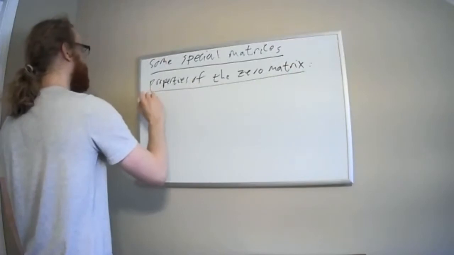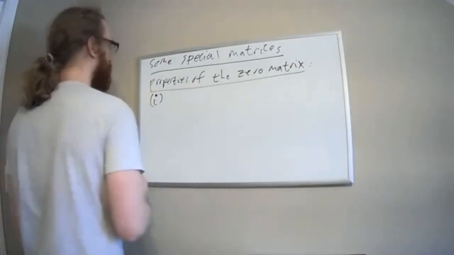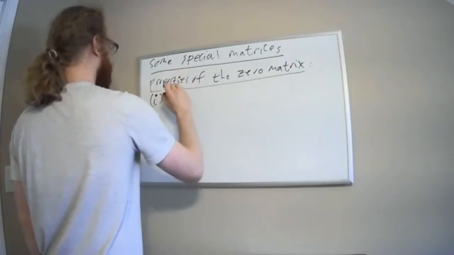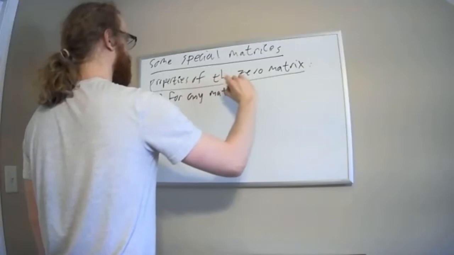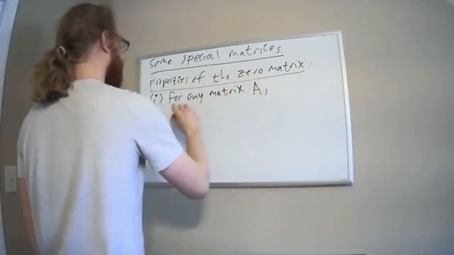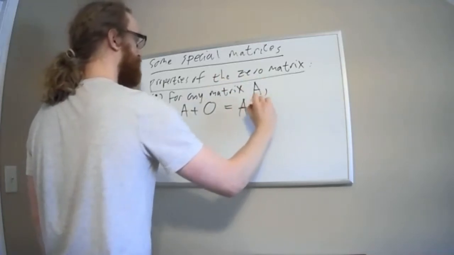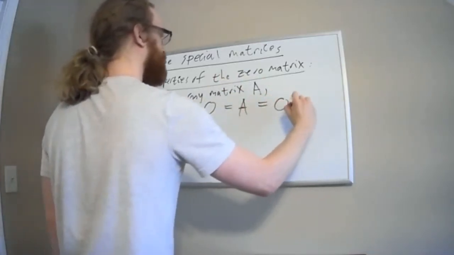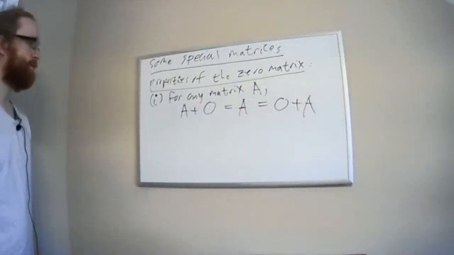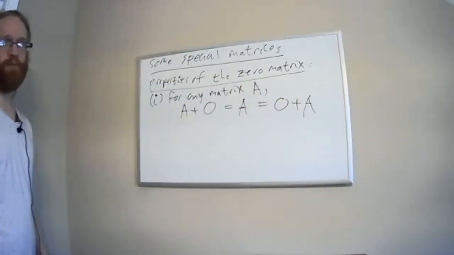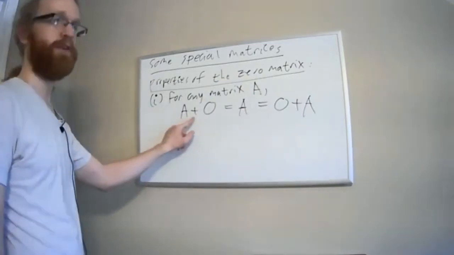So here are two properties of the zero matrix, which are really important. For any matrix A, A plus the zero matrix is A. And the other way around too, if I do 0 plus A. So the point is, if I add the zero matrix to another matrix, it doesn't change anything. Notice I'm adding. This is addition, like we talked about yesterday.